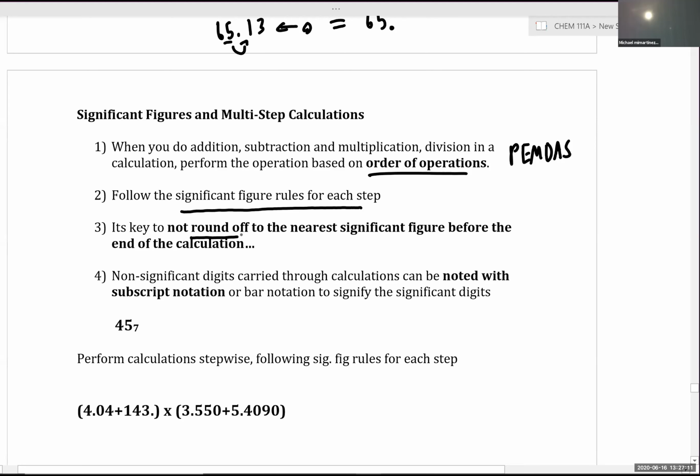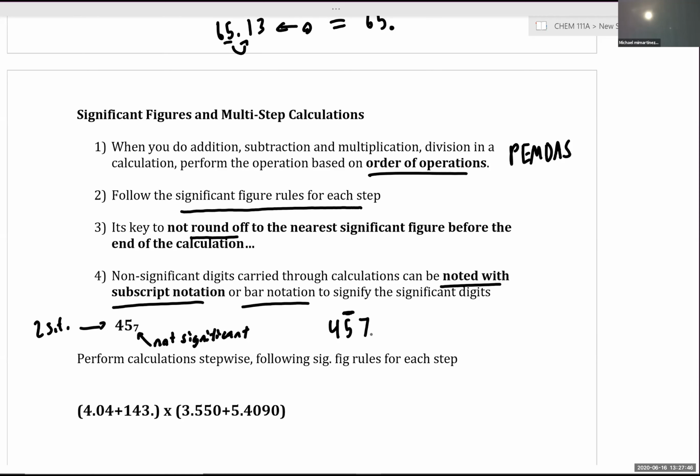So you may ask, how do I carry through these non-significant digits? Non-significant digits are carried through and noted with subscript notation or bar notation. For example, this 7 is not significant if it's written in subscript notation, so this number has 2 sig figs. Another way to indicate this is for 457, you can put a bar over the 5, which indicates that 5 is the last significant digit. Both methods are utilized. It's really up to personal preference.